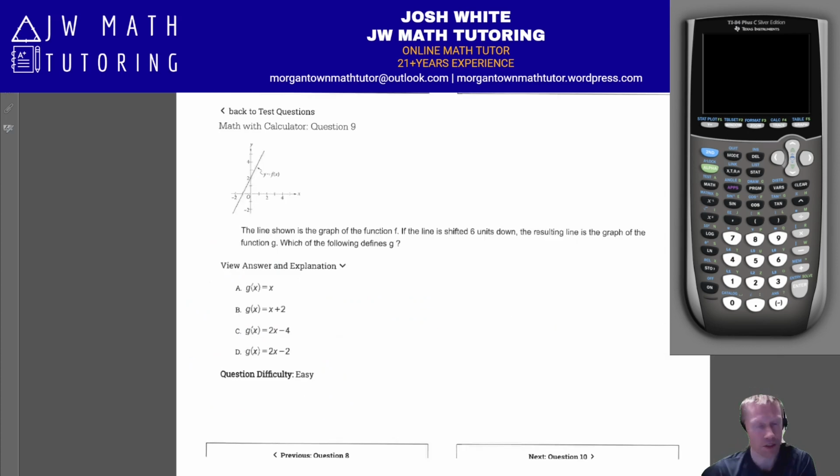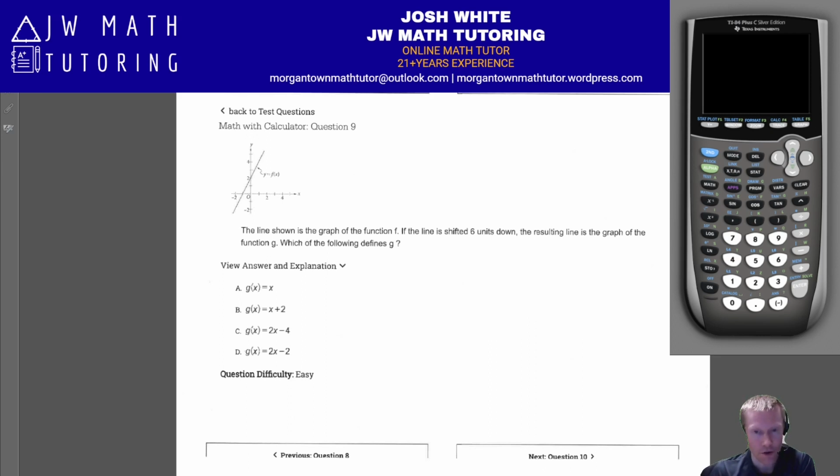Continuing now, question 9. Here we have a question that deals basically with transformation of graphs. So they give you this function f. It's graphed out here, and then it's shifted down 6 units, and they want to know what function defines g.